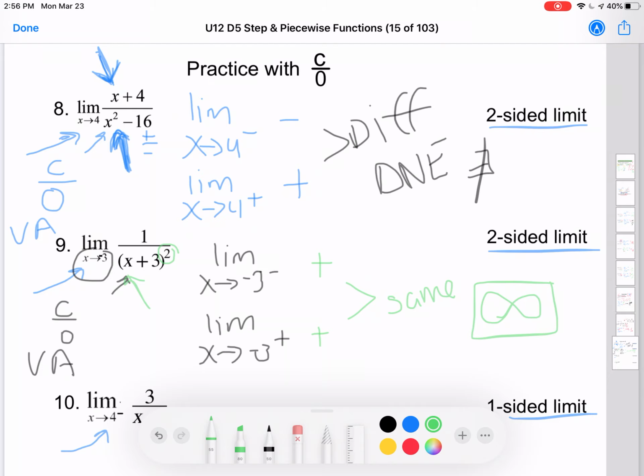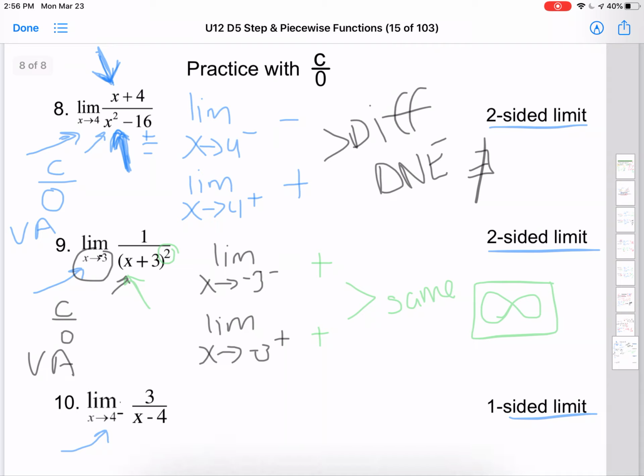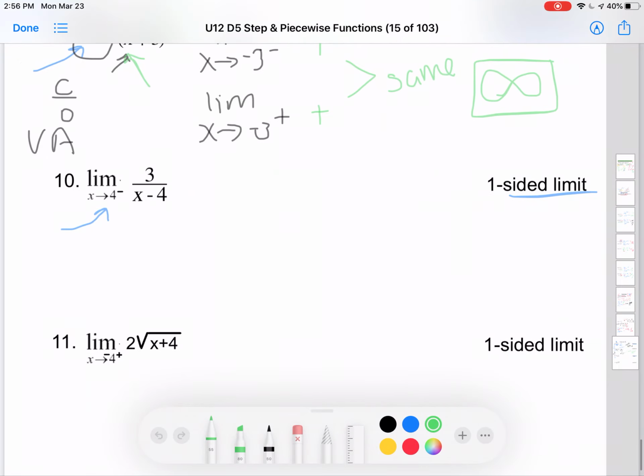All right, we got 2 more. This is long. Okay, 2 more. So this one, we're just approaching 4 from the left. If we do put in 4, we do get a constant over 0.